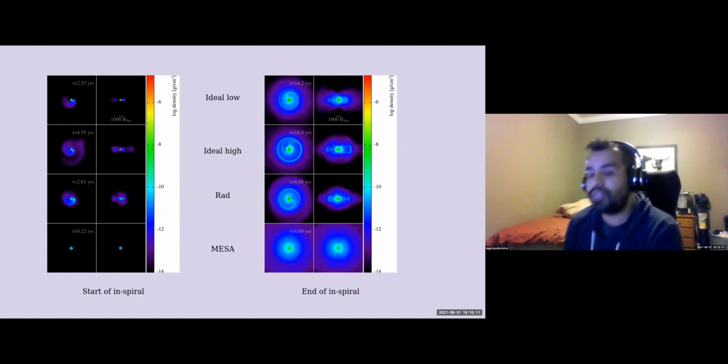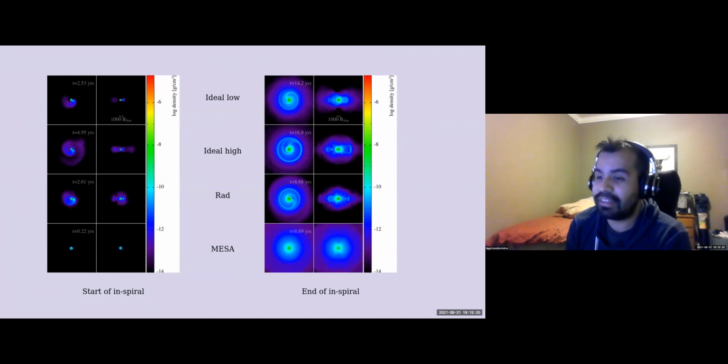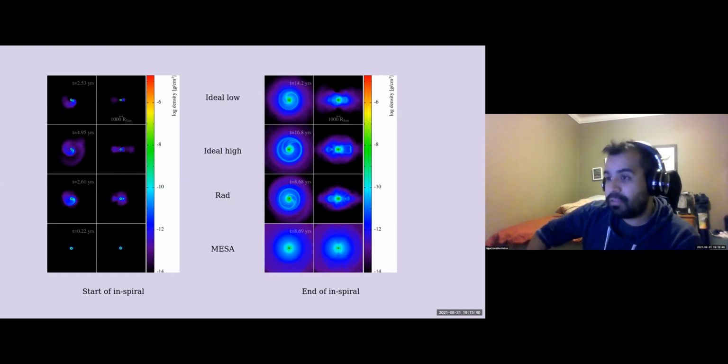Now, here I'm showing you the values that we define of the render density for the start of the spiral and the end of the spiral, using the Sand and Ivanova criteria: calculating the separation times the period over the a dot, and checking when the value is smaller than 0.1. So applying this to our orbital evolution, we found that the values are in the same order: ideal low, ideal high, radiation pressure, and MESA, and the times are shown in the renders.